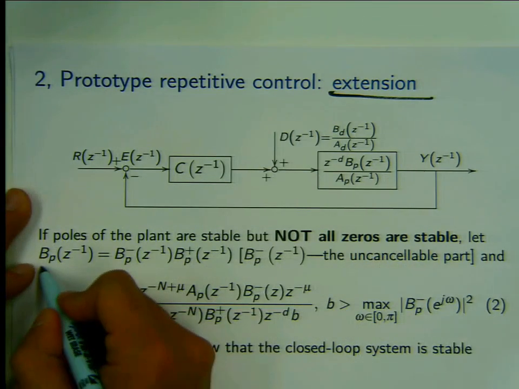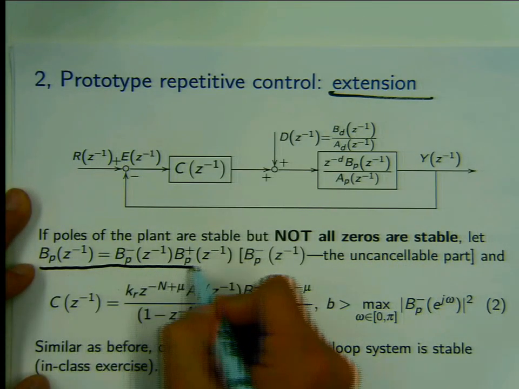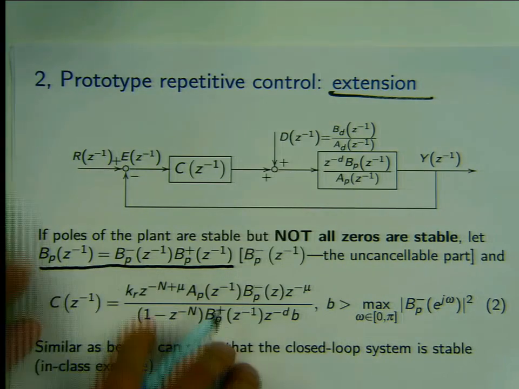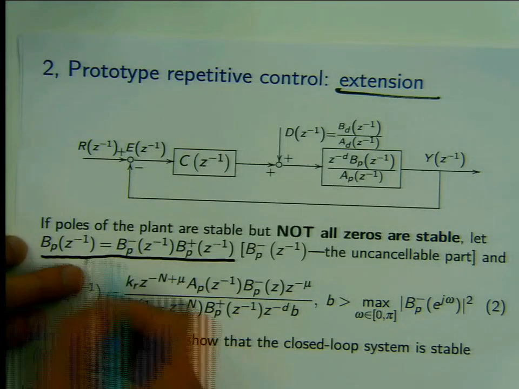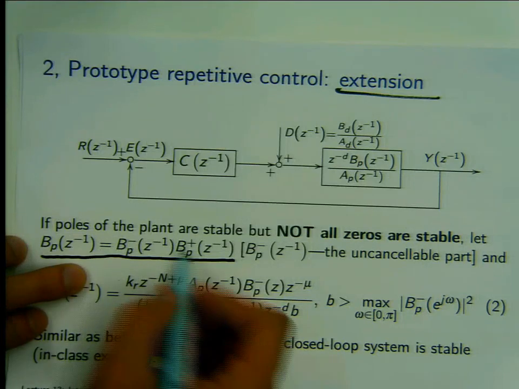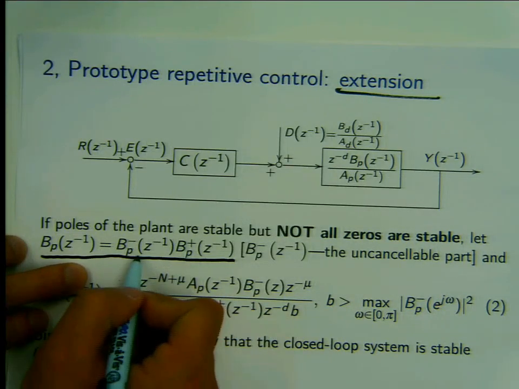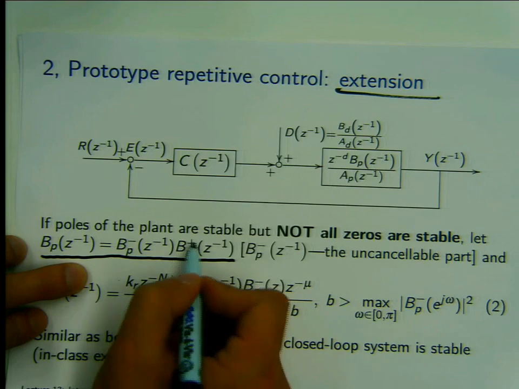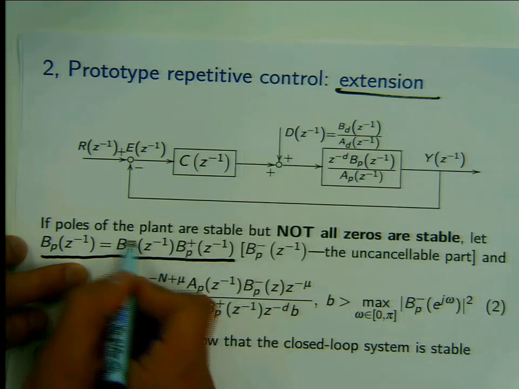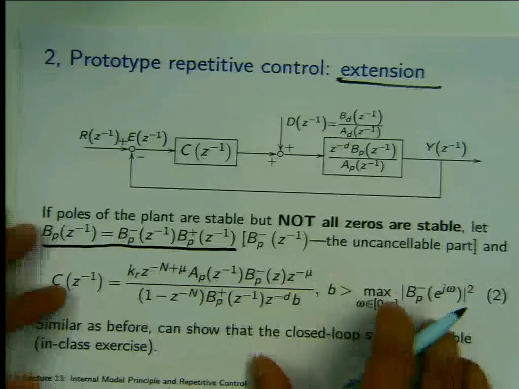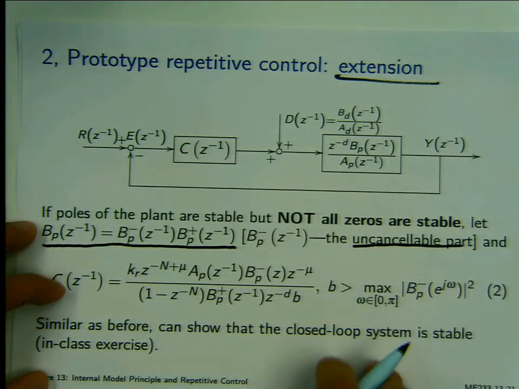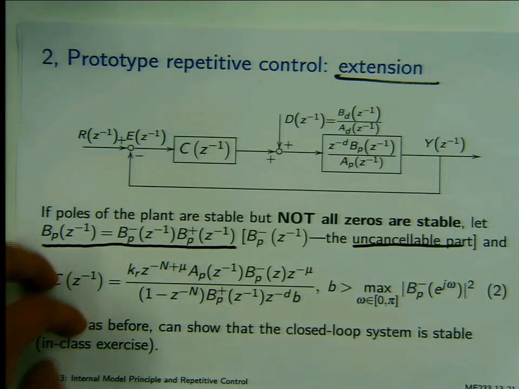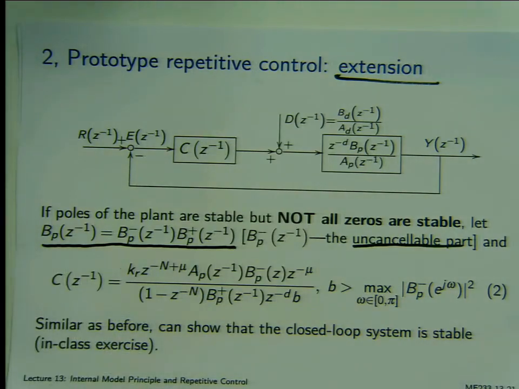So let me do this factorization, which you have seen previously in the zero-phase error tracking control design. I factor this to contain the stable zeros and unstable zeros. I think my notation is stable zeros is plus, unstable is minus. So BP minus is the uncancelable part in the zeros. Now, the extension here goes as follows.